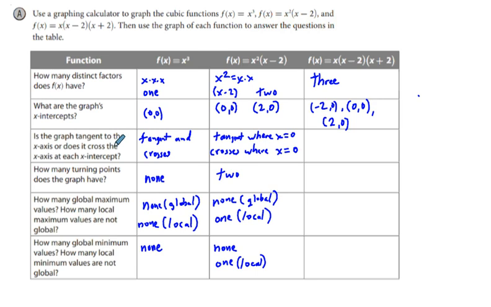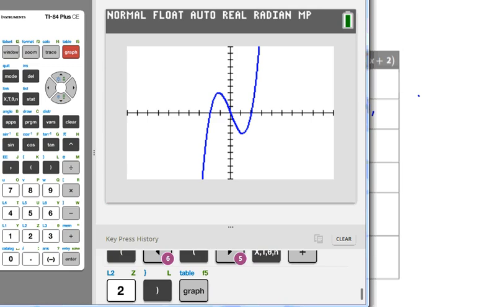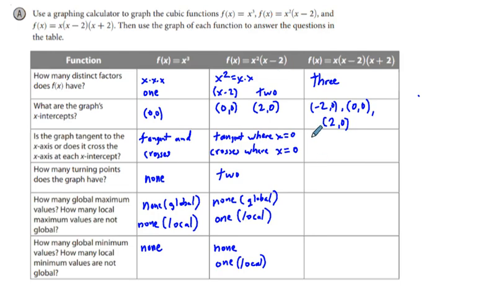Is the graph tangent to the x-axis, or does it cross the x-axis at each x-intercept? And we are crossing at each x-intercept. It crosses. Let's say it crosses at each x-intercept. Okay, how many turning points does the graph have? Same as the column on the left, 2.